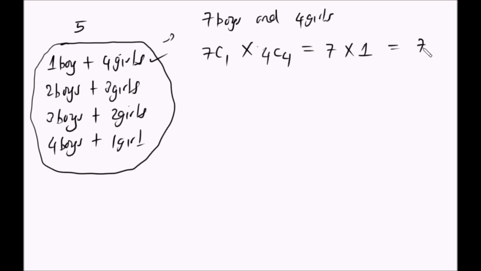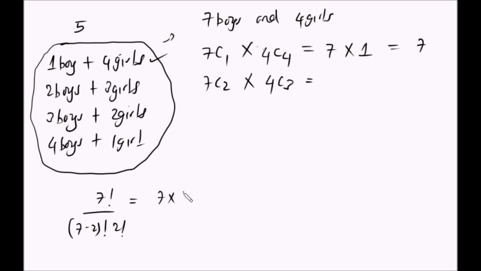So it will be 7. In the second case, if you choose 2 boys out of 7, how many selections? It's 7 combination 2. And choosing 3 girls out of 4 is 4 combination 3. So what is 7 combination 2? It's 7 factorial over 7 minus 2 factorial times 2 factorial, which is 7 times 6 times 5 factorial over 5 factorial times 2 factorial. The 5 factorial cancels, and what remains is 21.